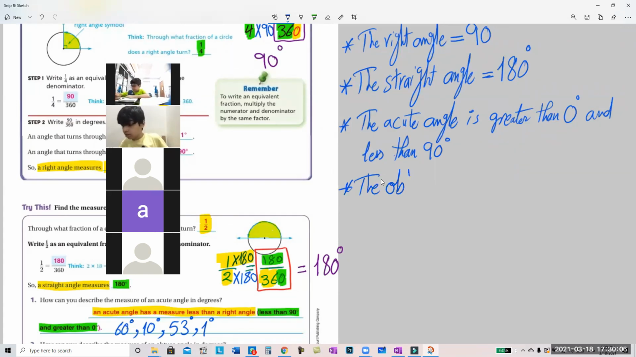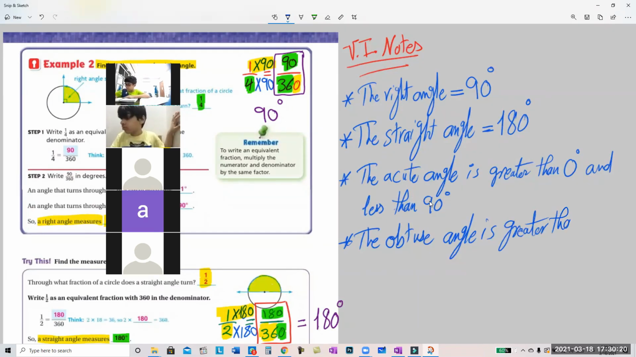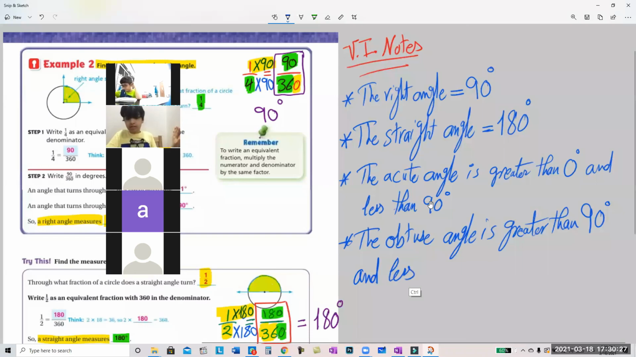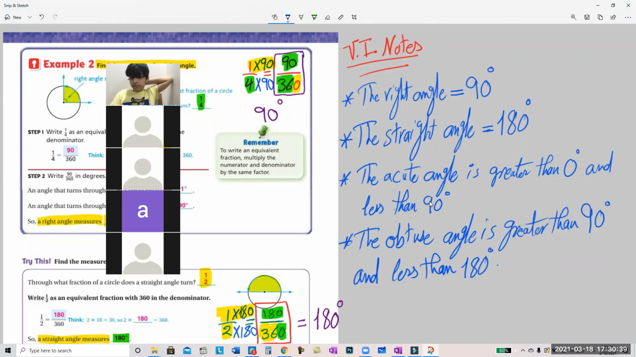The obtuse angle is greater than 90 degrees and less than 180 degrees. Okay? Write this, please, you have 1 minute. Hurry up.